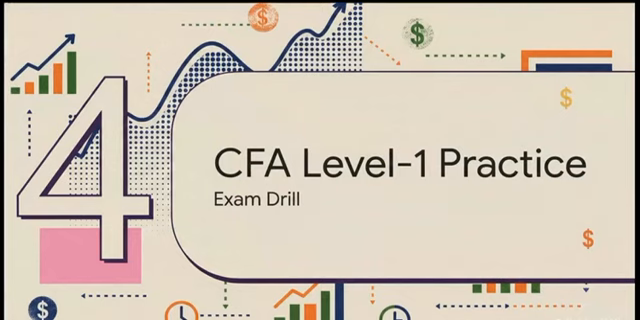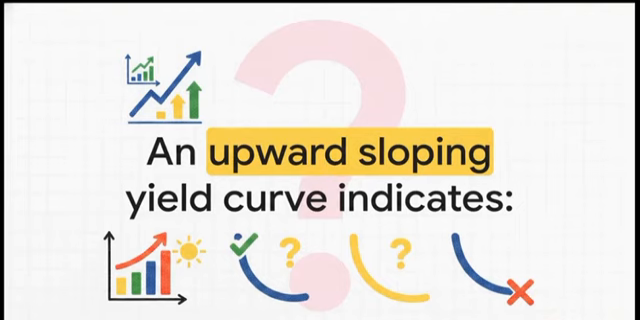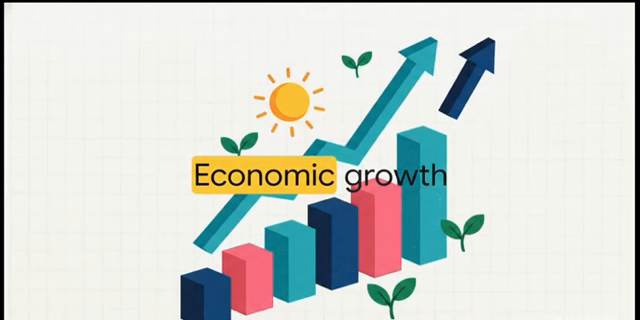Okay, time to test what we've learned. Section 4, CFA Level 1 Practice Exam Drill. Let's do a rapid-fire drill. Question 1. An upward-sloping yield curve indicates what? Is it A, recession, B, economic growth, or C, a market crash? Think back to our 3 curve shapes. If you went with B, economic growth, you absolutely nailed it. Remember, when long-term yields run higher than short-term ones, the market is betting on a healthy, growing economy.